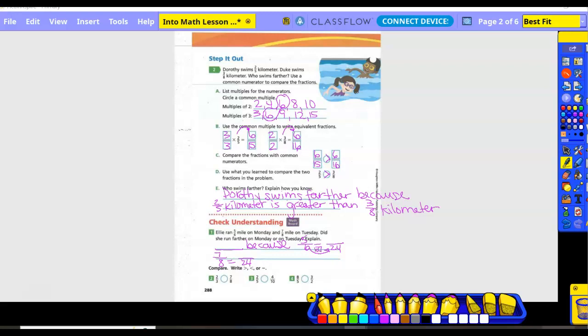Times 4. So what I do on the bottom, I also do on the top. So what is 5 times 4? 20. Okay. Then how did I get from 8 to 24? Times 3. What I do on the bottom, I do on the top. So 7 times 3 is what? 21.